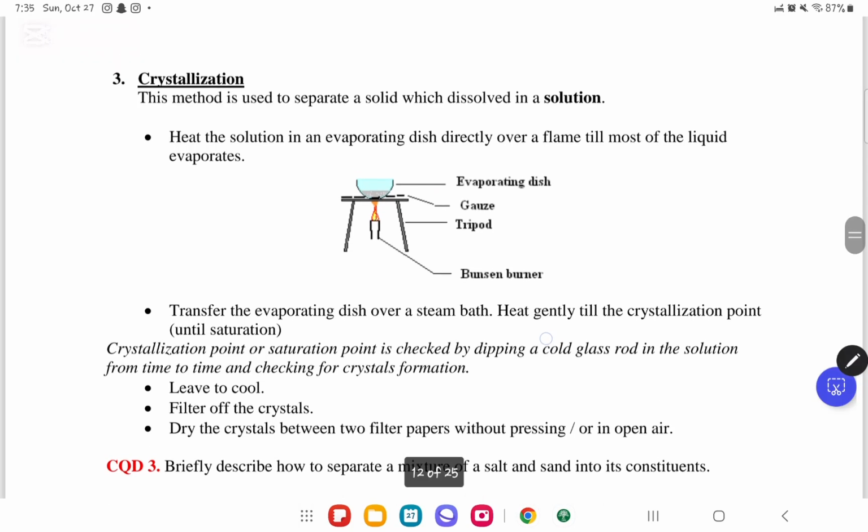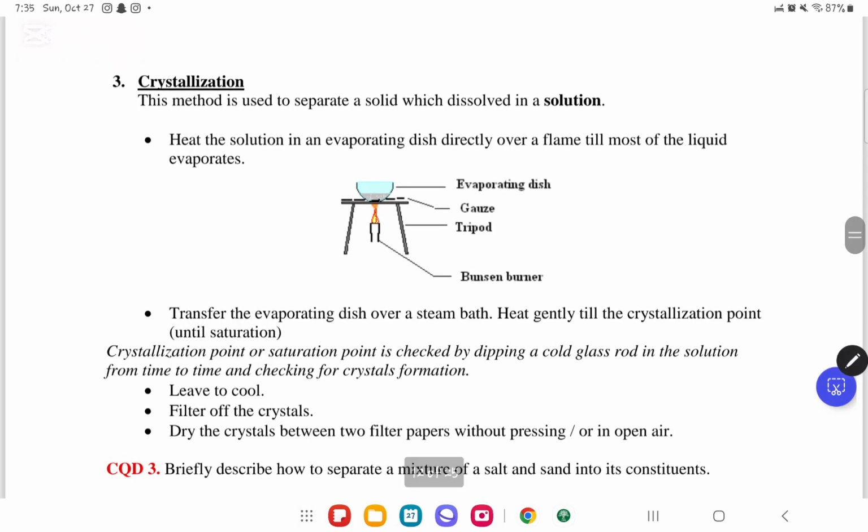After this, we have a process called crystallization. What do we do in crystallization? Crystallization is a method where we separate a solid from a solution in which it is dissolved. For example, we're going to take salt and water. Let's say the salt dissolved in the water. They told us the method to separate the salt and water is through crystallization. Now, the disadvantage of crystallization is that you're going to lose the solvent, in this case water. Water, the solvent, you are going to lose it.